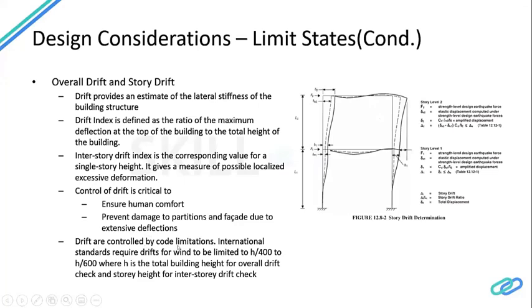So one of the factors I have taken from the American code requires the drift to be within height over 400 to height over 600. So when you say overall displacement, if you have a 300-meter tall building, your displacement at the top should not exceed 300 meters divided by 400. So whatever is the meters you get, that should be your maximum deflection of the building. If it is beyond that, you need to put in some measures to control this deflection. So that is how we address the overall displacement and the interstory drift.